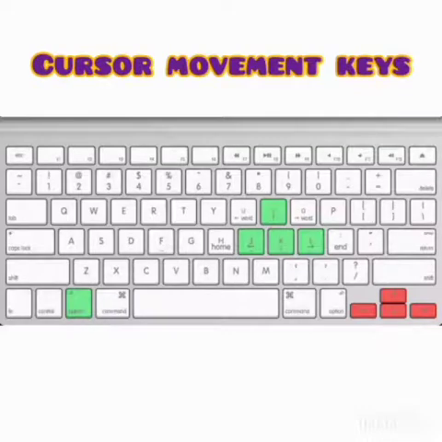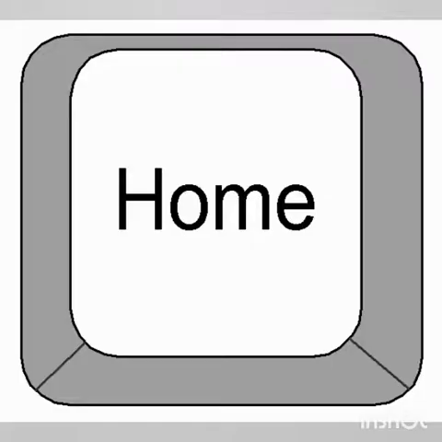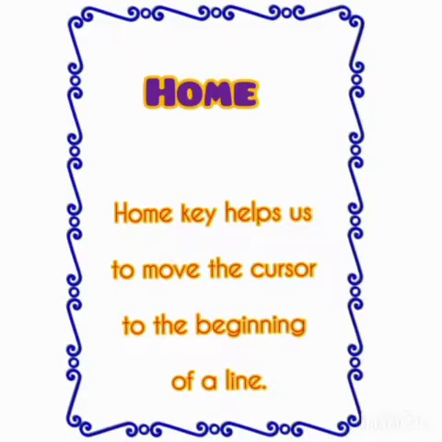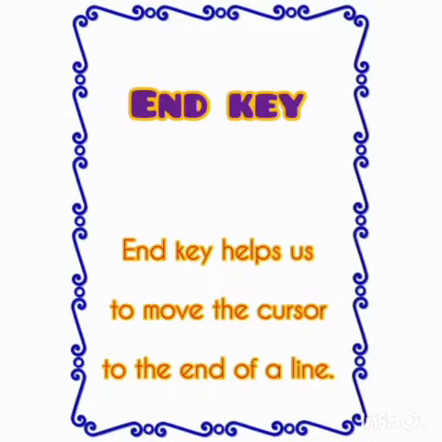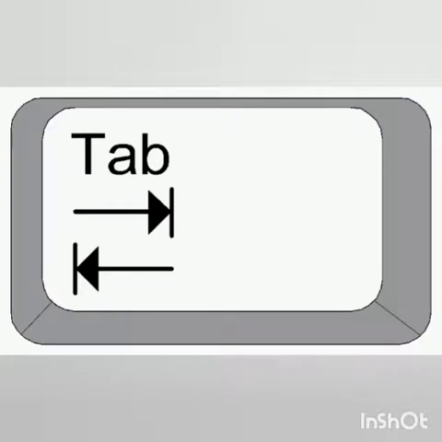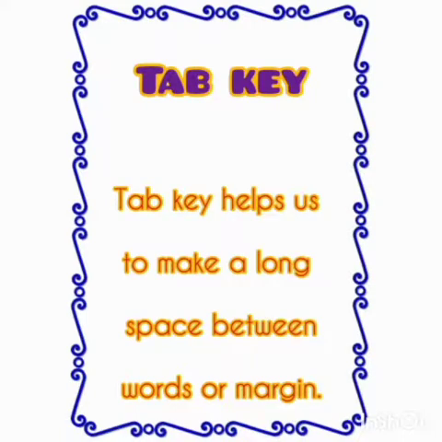Now let's discuss some keys used to control the cursor movements. First one is home. Home key helps us to move the cursor to the beginning of a line. Second one is end. End key helps us to move the cursor to the end of a line. Third one is tab. Tab key helps us to make a long space between words or margin.